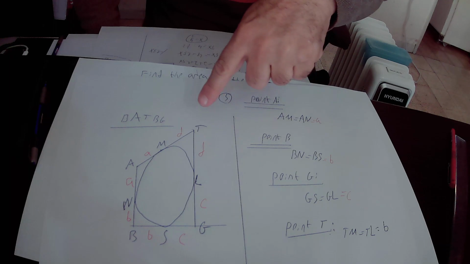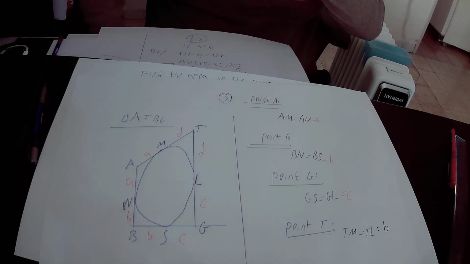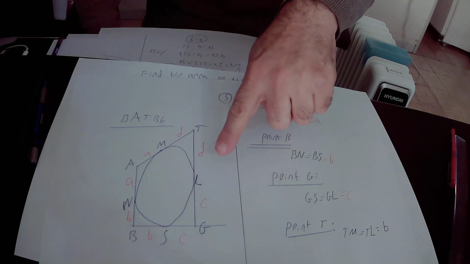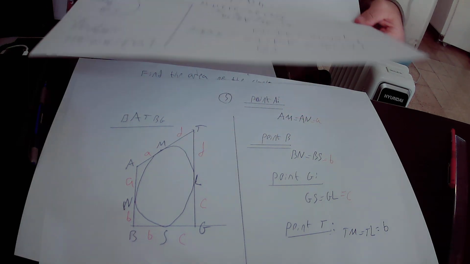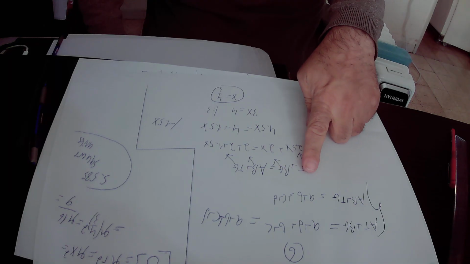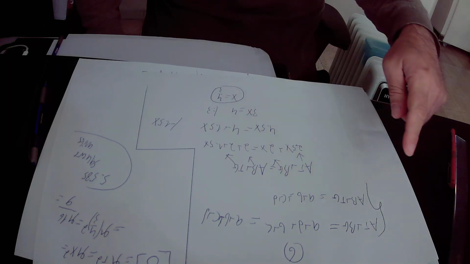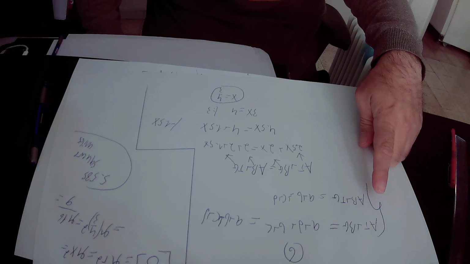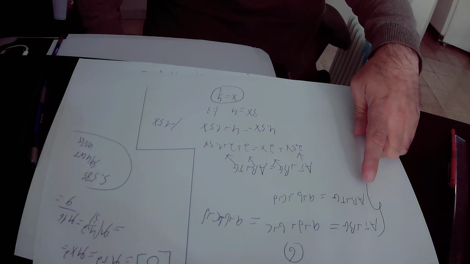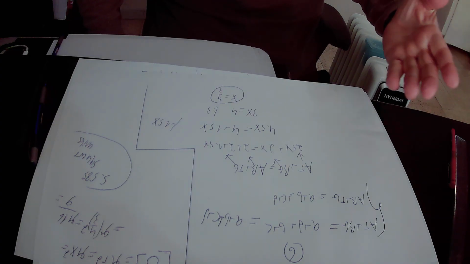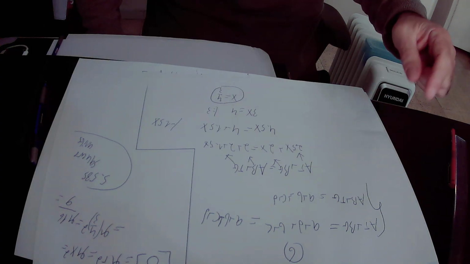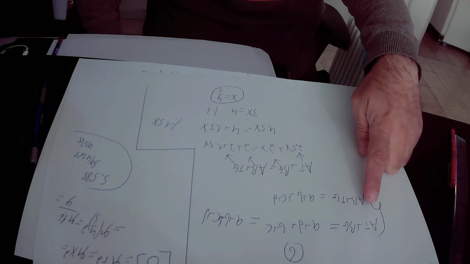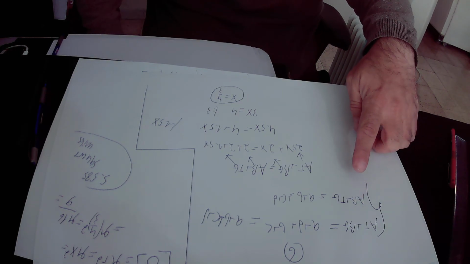Then we added side AB to side TG, AB plus TG. AB is A plus B and TG is C plus D. So in total, AB plus TG also equals A plus B plus C plus D. So AT plus BG equals A plus B plus C plus D, and AB plus TG also equals A plus B plus C plus D. Therefore, they must be equal to each other. Therefore, AT plus BG equals AB plus TG.